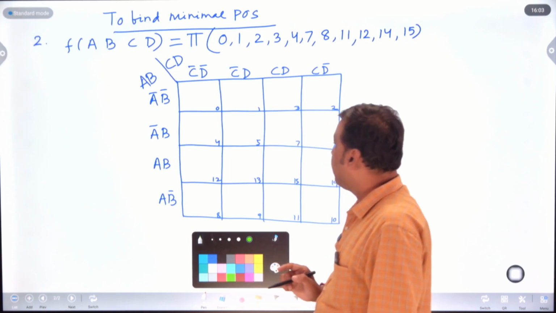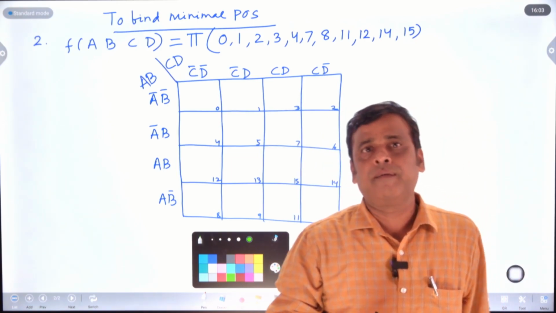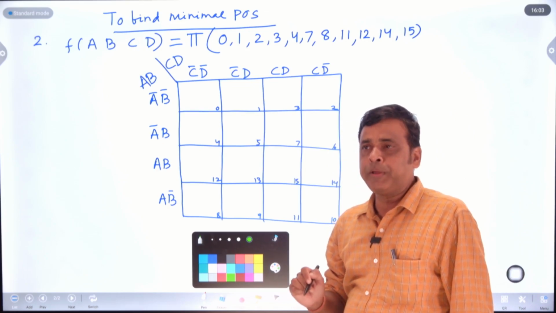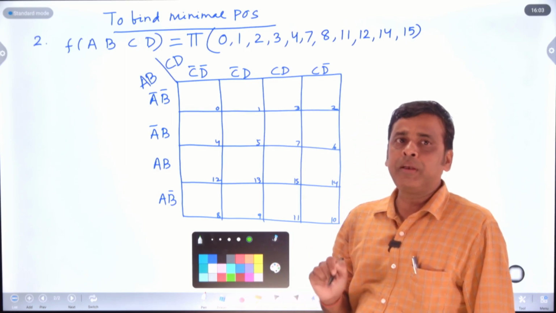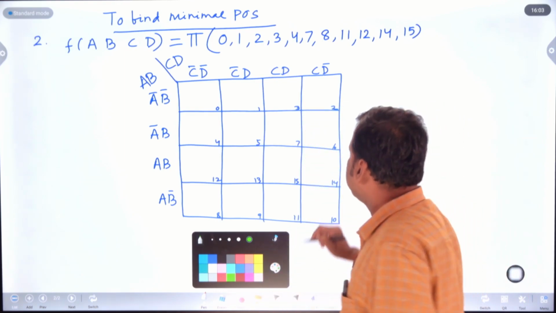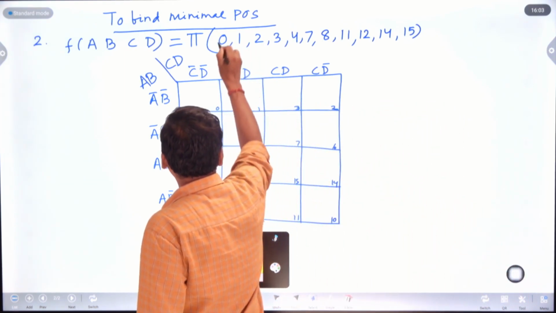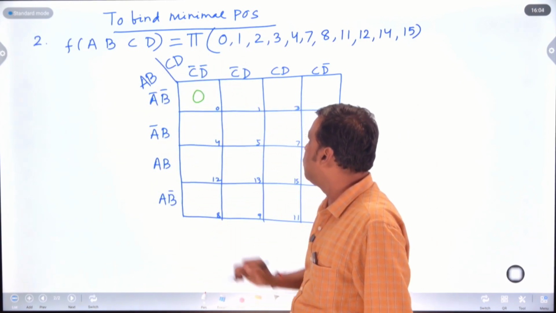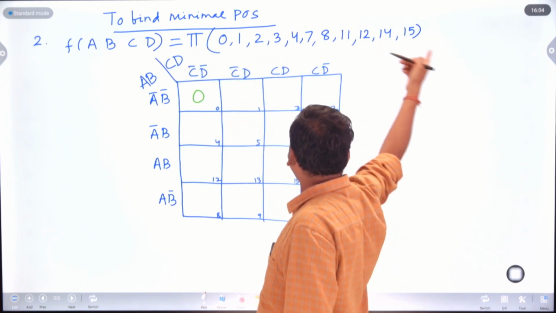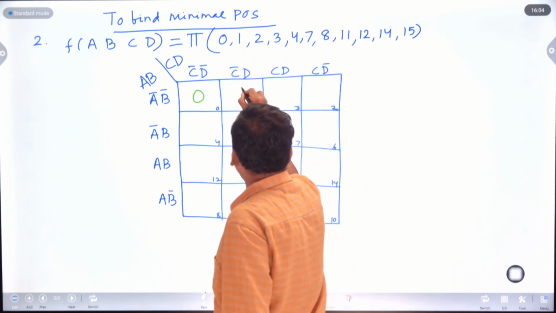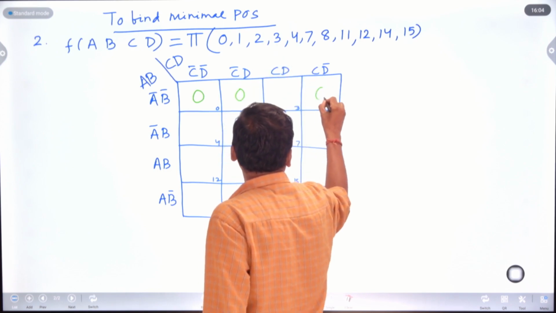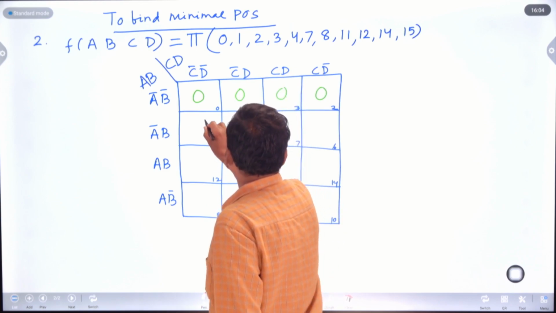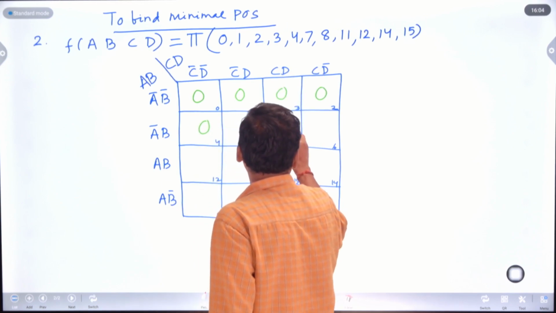If the summation sign is given, that is represented by binary 1, and in the respective squares you put binary 1. If you are asked to find the minimal SOP, combine the 1s. To find the minimal POS, combine the 0s. Here, what value do you put? That is 0, because maxterms are represented by binary 0. Pi means maxterms. So in positions 1, 2, 3, 4, 7 put 0.